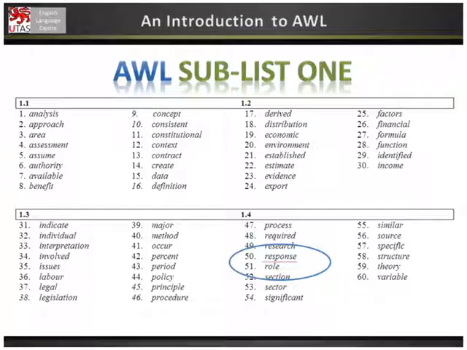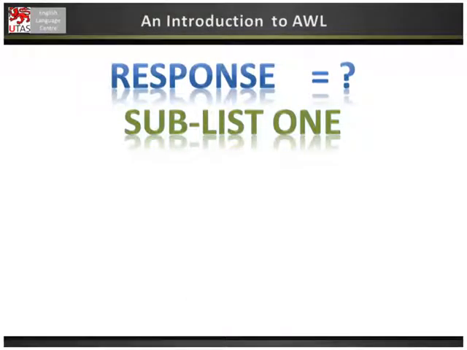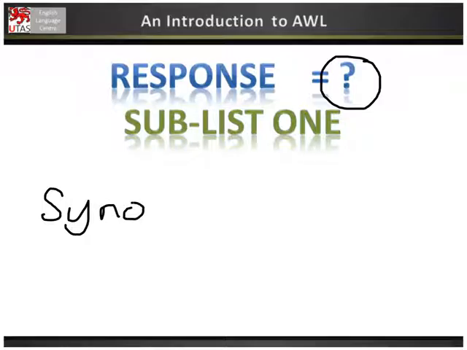So the next thing I want to talk about is how to learn an individual word. So let's choose the word response from AWL sublist 1. So how do I learn response? Well, the first step that you probably want to take is the meaning of the word. So what does response mean? One of the ways that you could learn this would be to learn a synonym or a couple of synonyms.